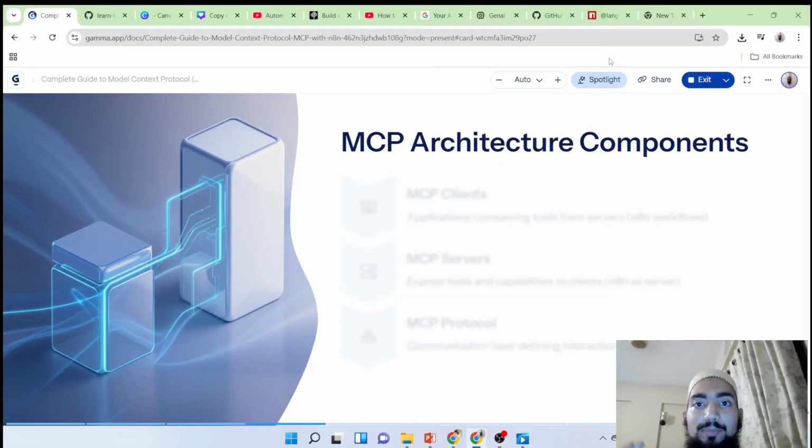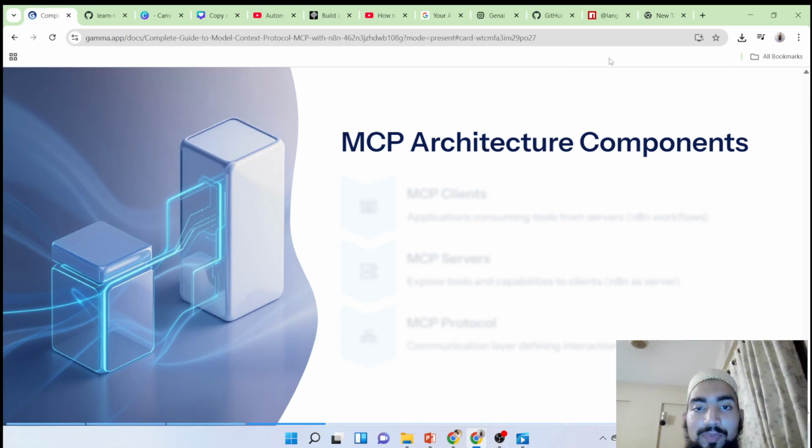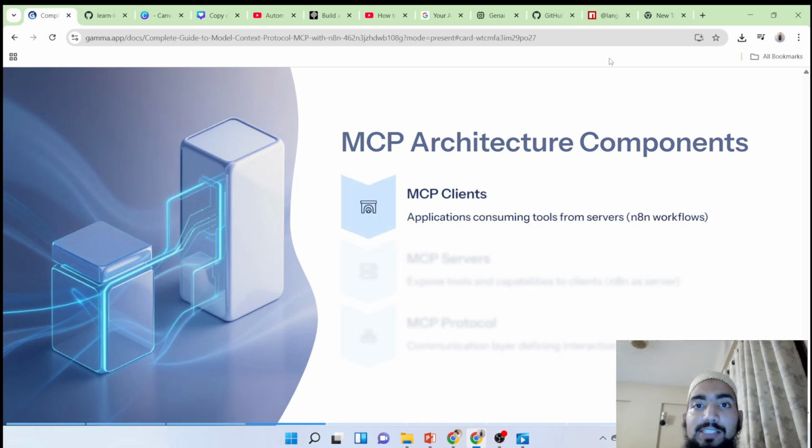Every building has its architecture, and the building of MCP also does have. So now understand what are the components that make up the building of MCP. Model Context Protocol, the English, the lingua franca of AI world. So the first thing that MCP has is an MCP client.